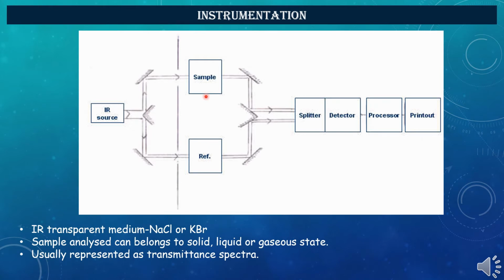And for gaseous sample, pressure requirement is up to 1 atmosphere and sample is kept in a long glass cell which is about 5 to 10 centimeter in length, where windows are made up of rock salt. Next one is detector. Two main types are commonly used, one sensing the heating effect of radiation and another on the photoconductivity. The radiation falls on the sample and changes observed is directly recorded in transmittance.